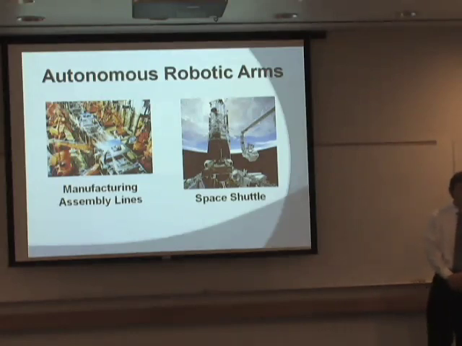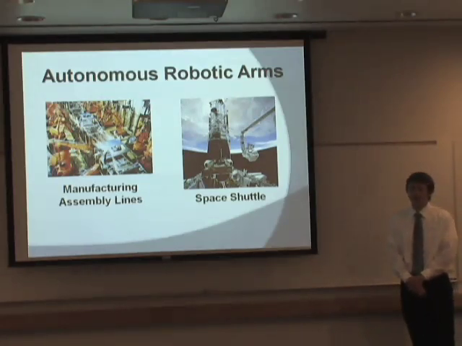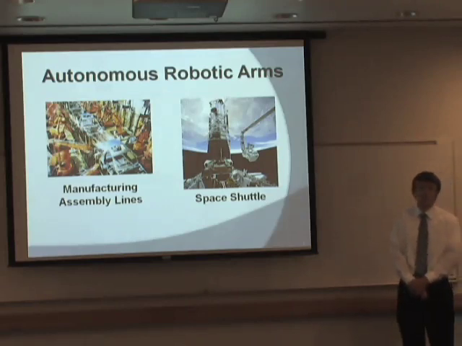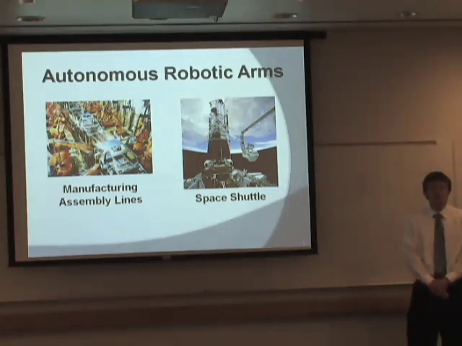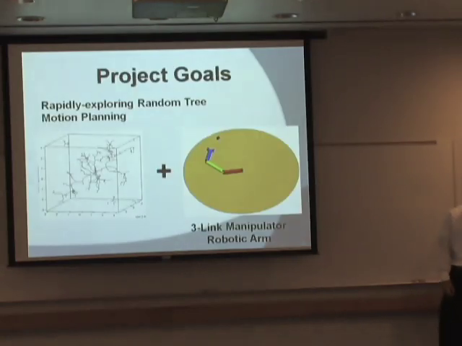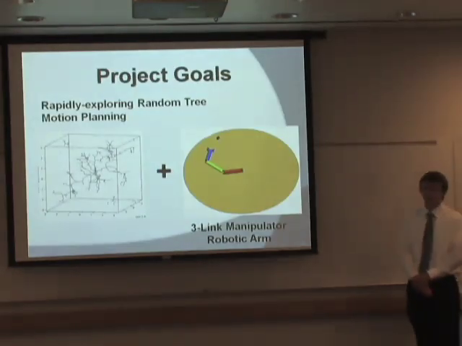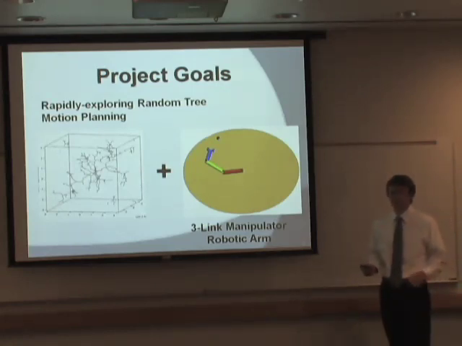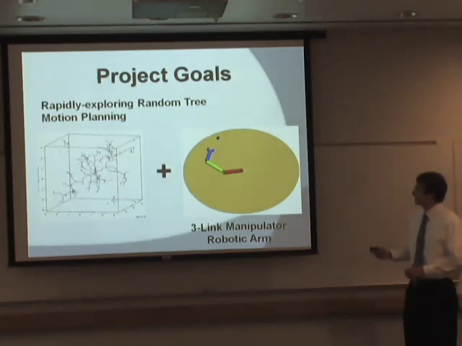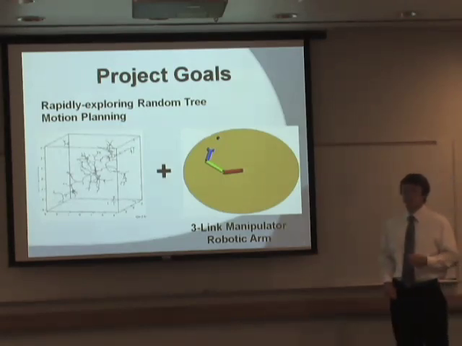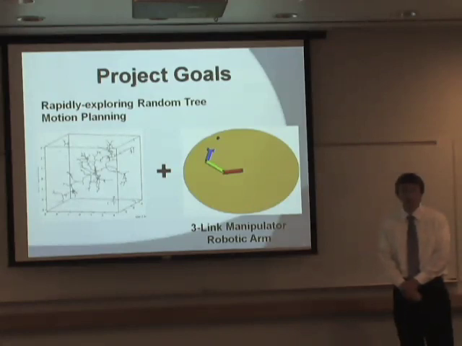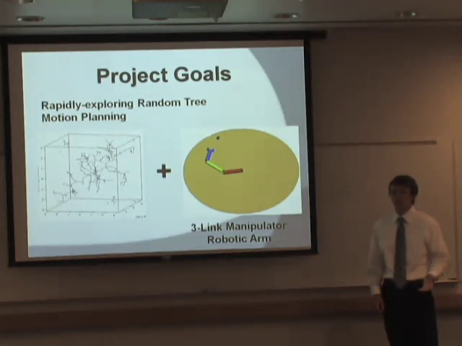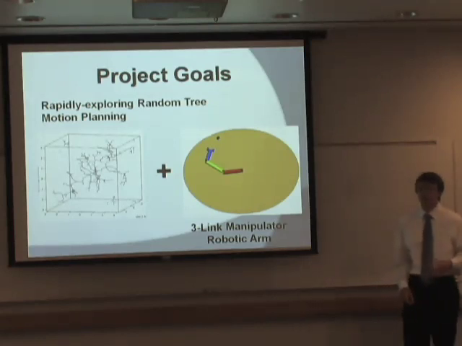So what we're doing with our research is we're working with algorithms so that we can tell the robots what we want them to do and let them figure out the rest. So my project goals specifically were to use the Rapidly Exploring Random Tree, or RRT, algorithm and combine it with an interactive simulator for a robotic arm so that the user can manually place obstacles and goals and tell the robot what they want it to do, and then let the motion planning do the rest.